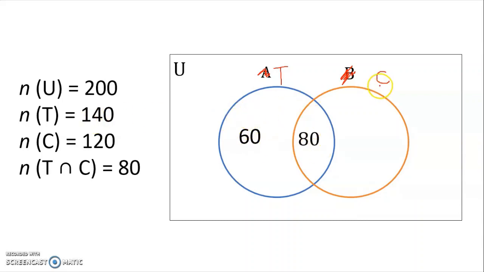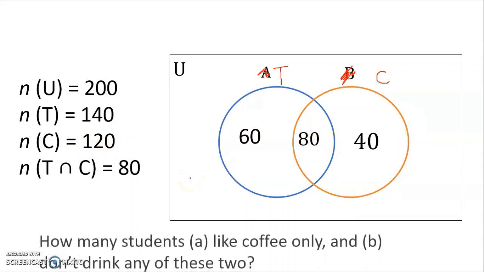And then for set C only, etong dito, kasi sinabi 120 yung sa buong set C. So, anong i-add kay 80 to get 120? That would be 40. Or you could simply subtract 80 from 120. You would get 40. Okay, so, ang tanong dito, what were the questions?